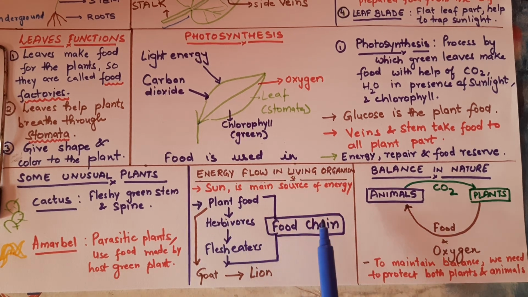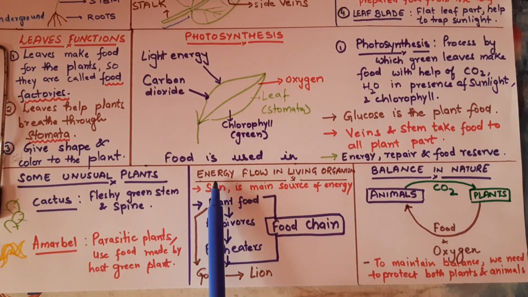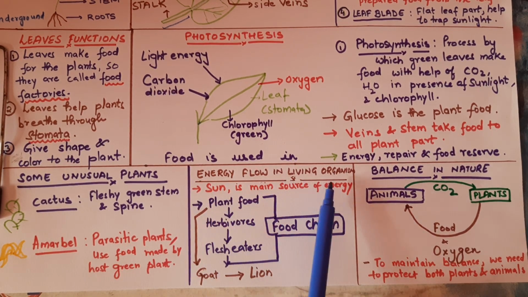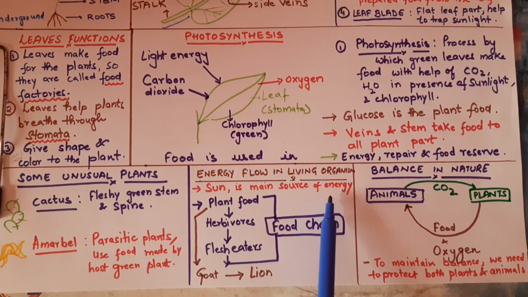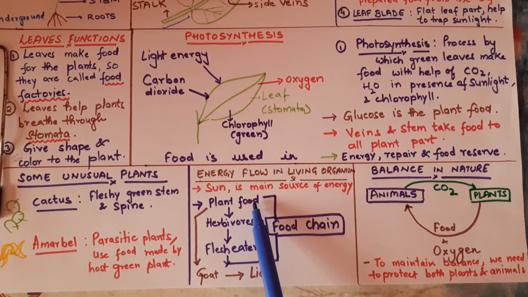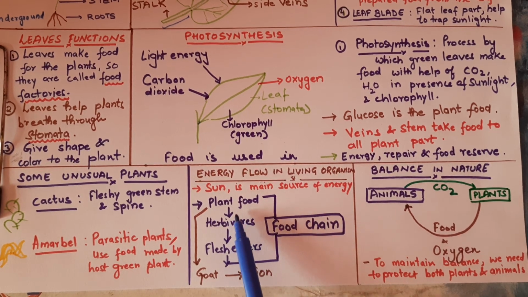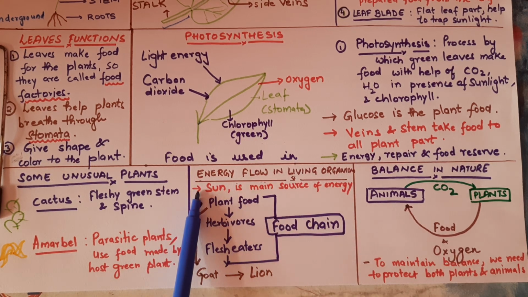Okay, so it will continuously grow. So this process of food synthesis is very important for us. Okay, why? Because it represents the energy flow in living organisms. We know that the sun is the main source of energy. So the plant will prepare its food using the sun. Then this is a food chain. Then herbivores are those animals that will eat the plant.